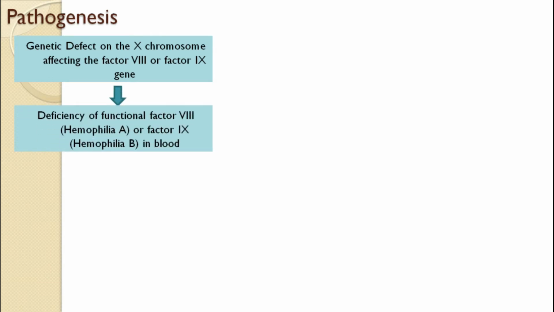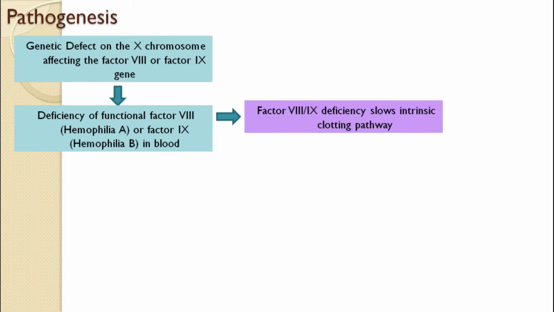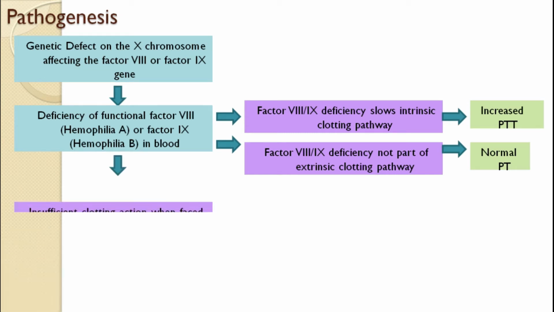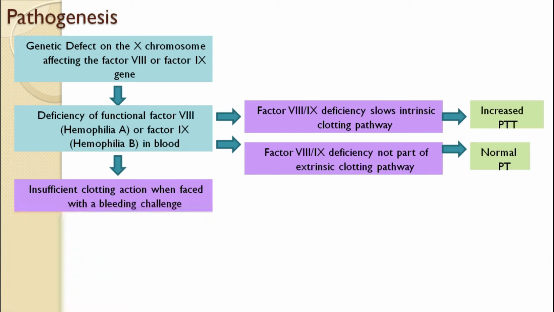Now for the pathogenesis. The genetic defect on the X chromosome affecting the factor VIII or factor IX gene causes deficiency of functional factor VIII for hemophilia A or factor IX for hemophilia B in the blood. Factor VIII or IX deficiency affects the intrinsic clotting pathway, leading to an increase in PTT. And factor VIII or IX deficiency, which is not part of the extrinsic clotting pathway, would lead to a normal PT. Now, this deficiency of functional factors creates an insufficient clotting action when faced with a bleeding challenge.